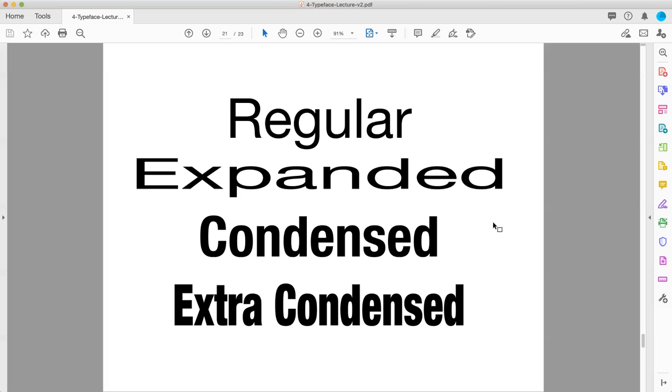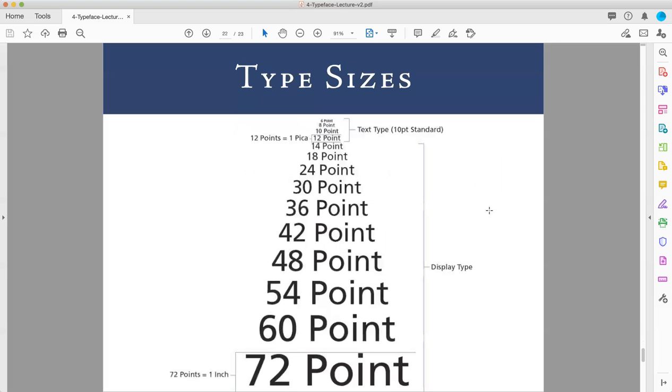Now it's become a standard part of what we do and exists digitally, although you can stretch them yourself in a design program. Oftentimes regular, expanded, and condensed are also available of a good font as variations built into the font family. We talked about this a little bit in measurement.